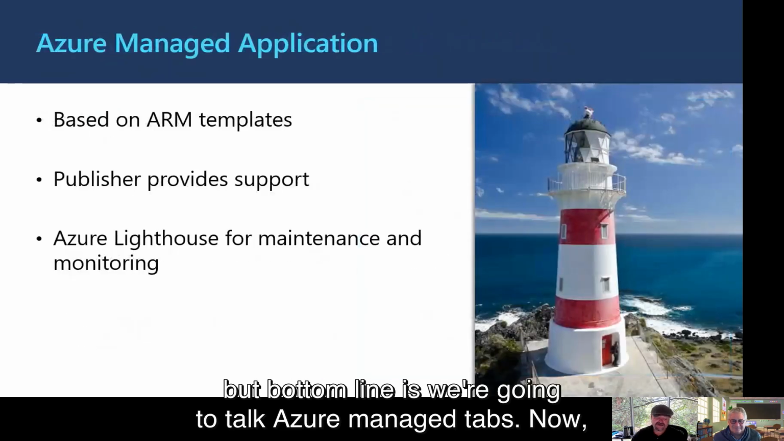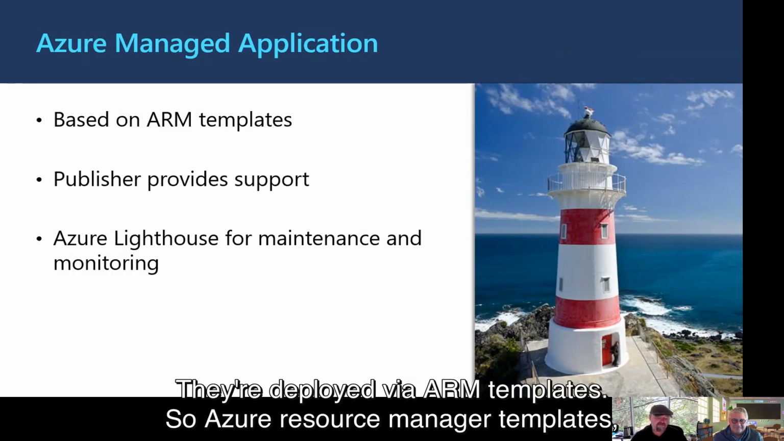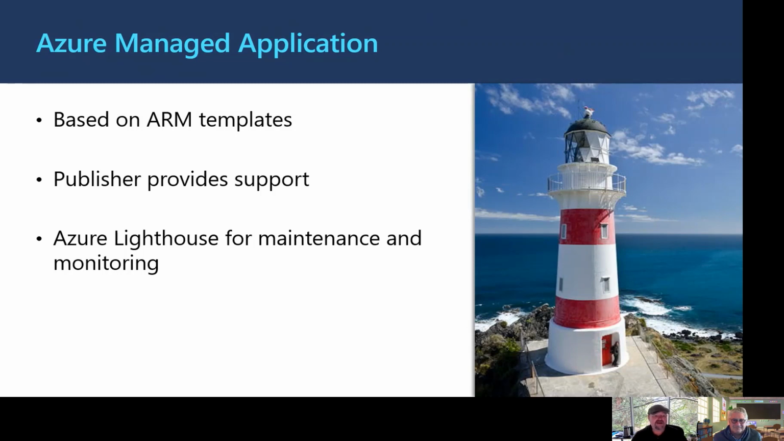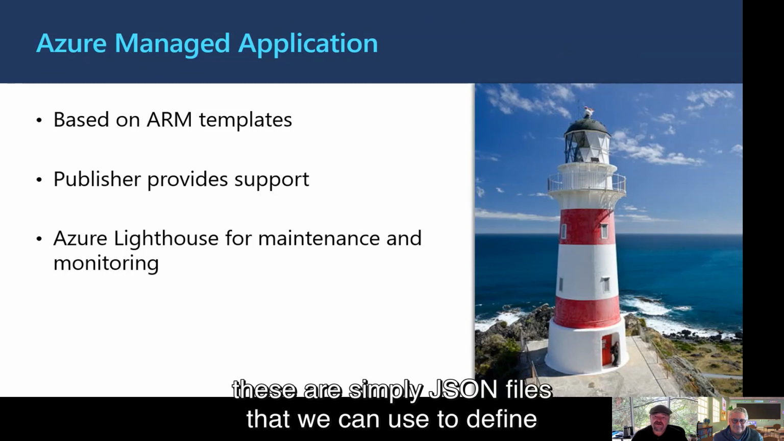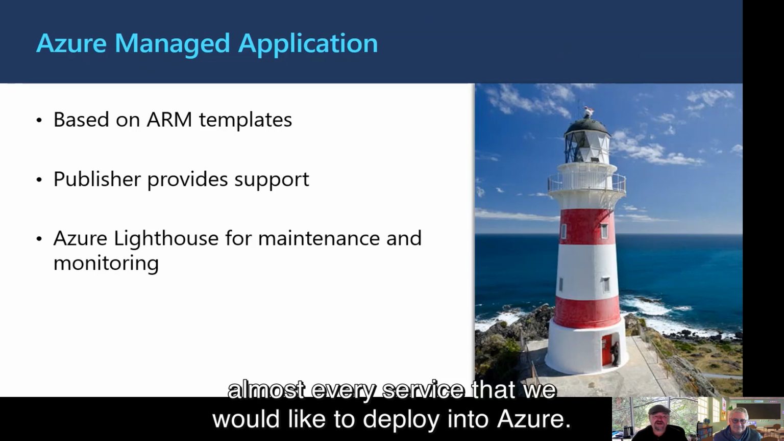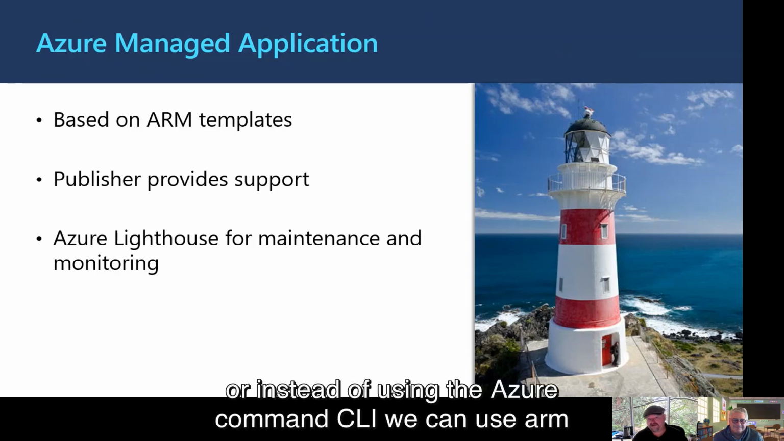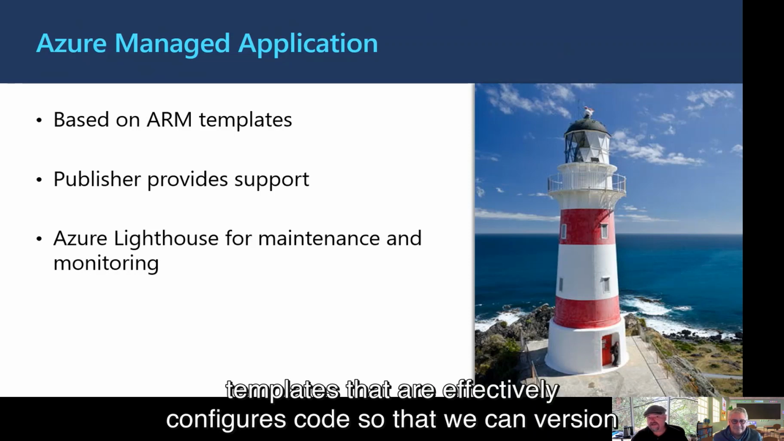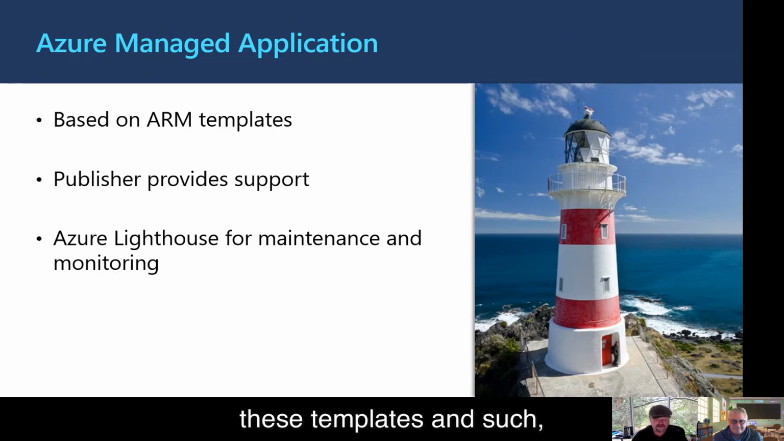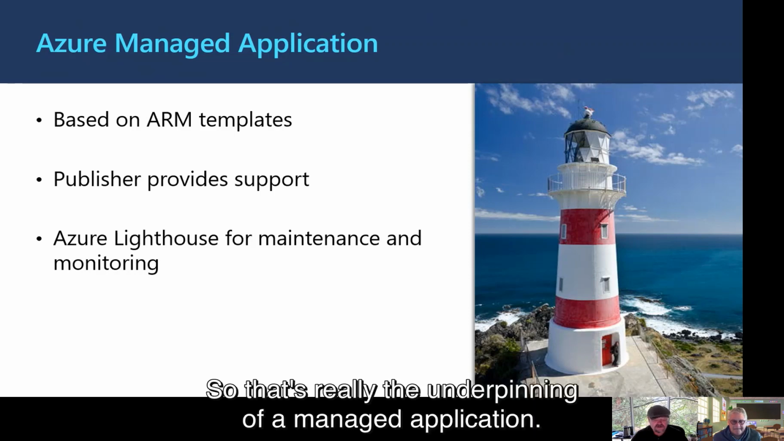But bottom line is we're going to talk Azure Managed Apps. Now, when we deploy them, this is what makes them so powerful. They're deployed via ARM templates, so Azure Resource Manager templates. If you're not familiar with these, they are simply JSON files that we can use to define almost every service that we would like to deploy into Azure. So instead of using, for example, PowerShell, or the Azure command line, CLI, we can use ARM templates that are effectively config as code so that we can version these templates. They become very powerful in deploying things in an automated fashion over and over again. That's really the underpinning of a managed application.